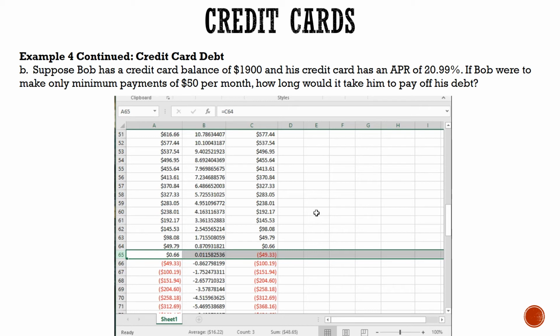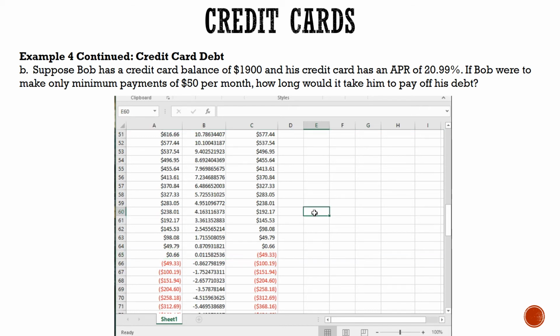So let's take a quick look at how many years is that. So we're looking at 64 months, so equals 64 divided by 12 months per year. We're looking at just over 5 years, so 5 1/3 years to try and get that $1,900 paid off if we're only going to make the minimum $50 payments.